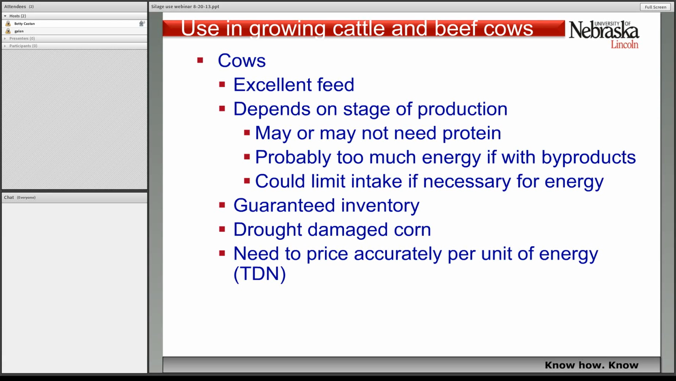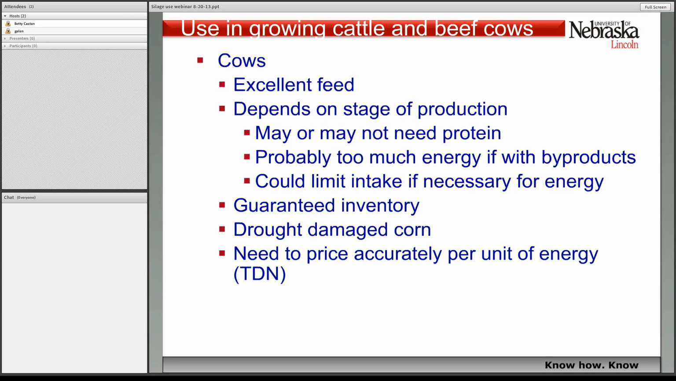It's an excellent feed for cows as well. It may even be too good, which I'll explain. How it fits for cows depends on the stage of production that they're in, and so they may or may not need protein depending upon whether they're lactating cows with nursing calves or if they're dry. Probably has too much energy in many situations for the cows.